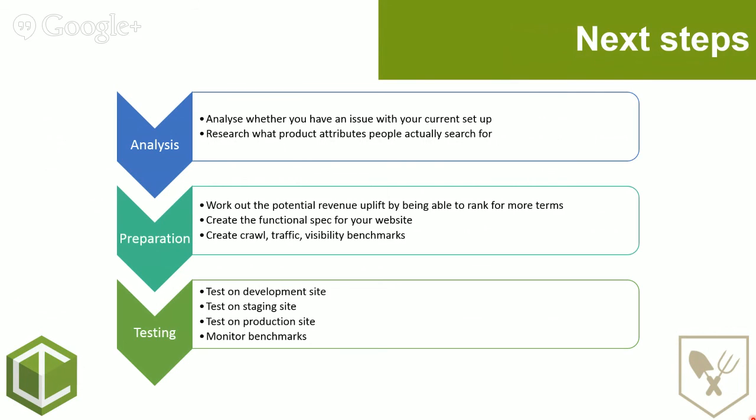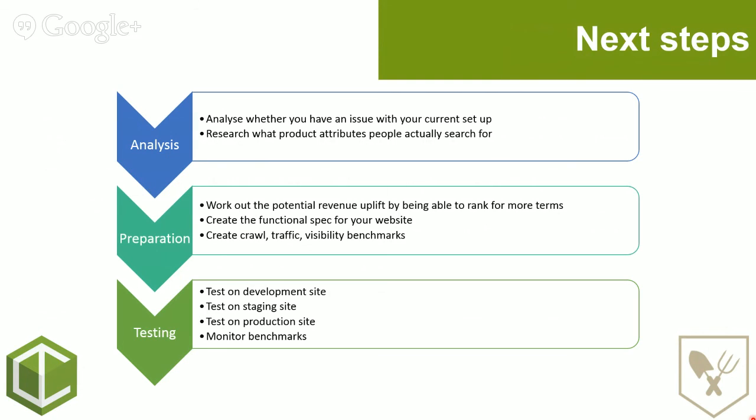Create a functional spec for the development team, and then benchmark. So create crawl, traffic, and visibility benchmarks for your entire category system. This becomes important later on, and the most important part of this is testing.